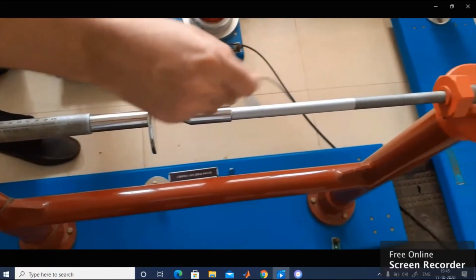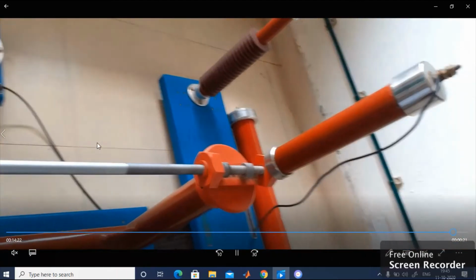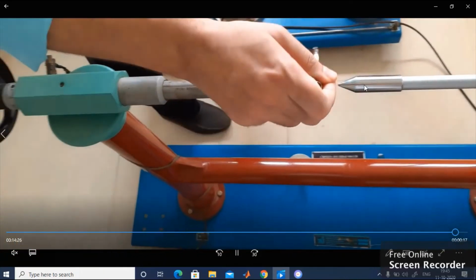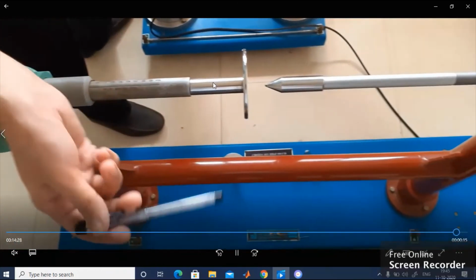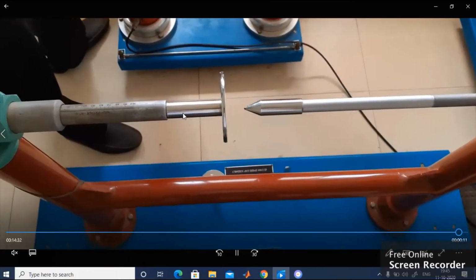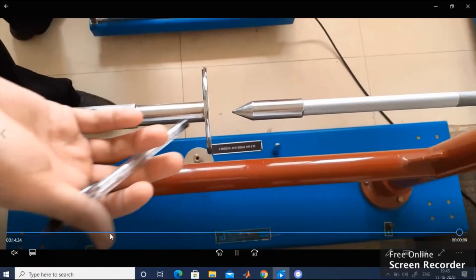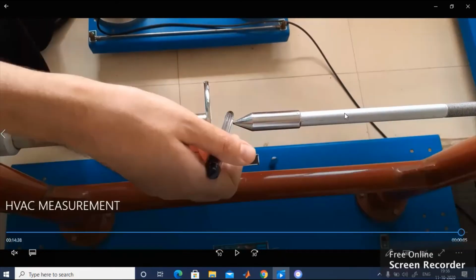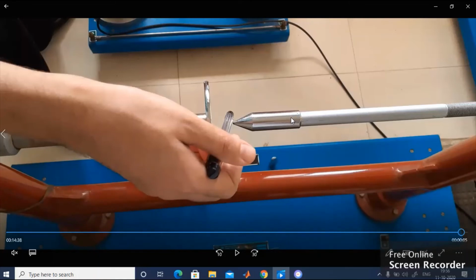Now we can go for other combinations also. If I place the point at the high voltage side and the plane at the low voltage side, then it becomes the point to plane configuration. So that is required, the point to plane configuration. Now do the same procedure. You have to maintain a zero setting first. Thereafter, different distances you have to test.